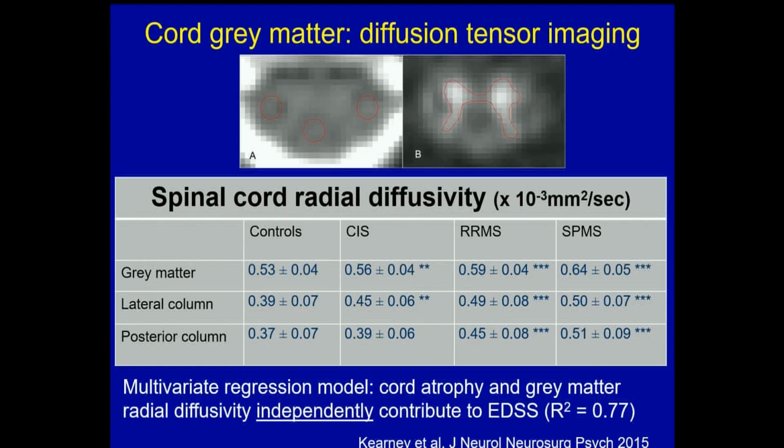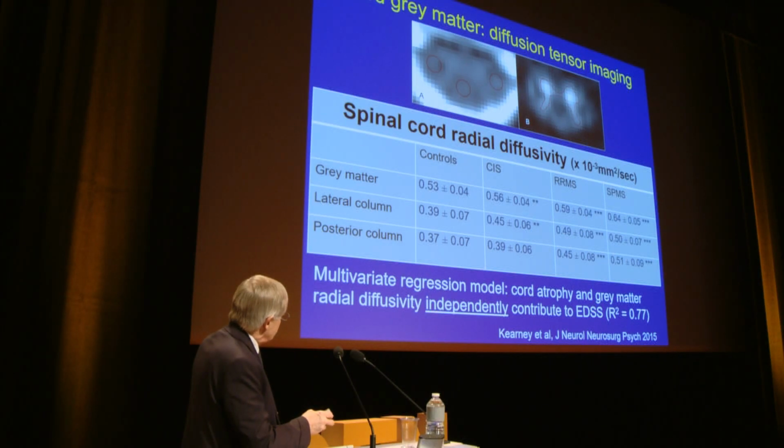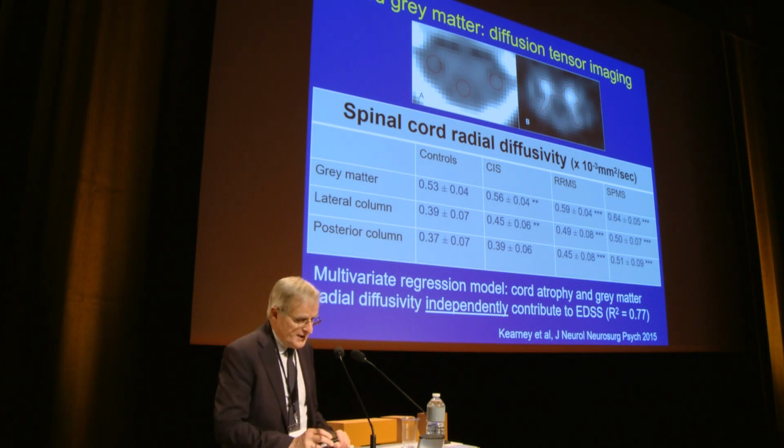Hugh Kearney also used MR diffusivity scanning to look for abnormalities in the grey matter as well as the lateral and posterior columns. What this slide shows is that there is diffuse abnormality of radial diffusivity, which gives some idea of the length to which protons are freely mobile between tissue structural boundaries. You could see quite clearly there are abnormalities in relapsing and secondary progressive MS, more so in secondary progressive MS, but in the multivariate model, it was the combination of spinal cord atrophy and grey matter radial diffusivity that independently contributed to EDSS. So the grey matter probably has some importance.